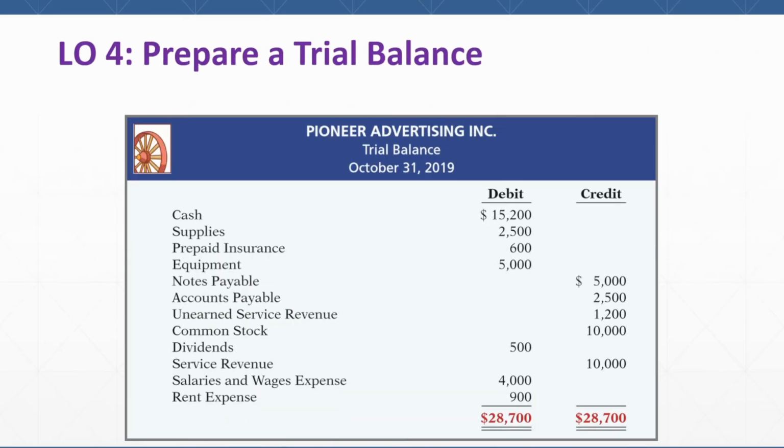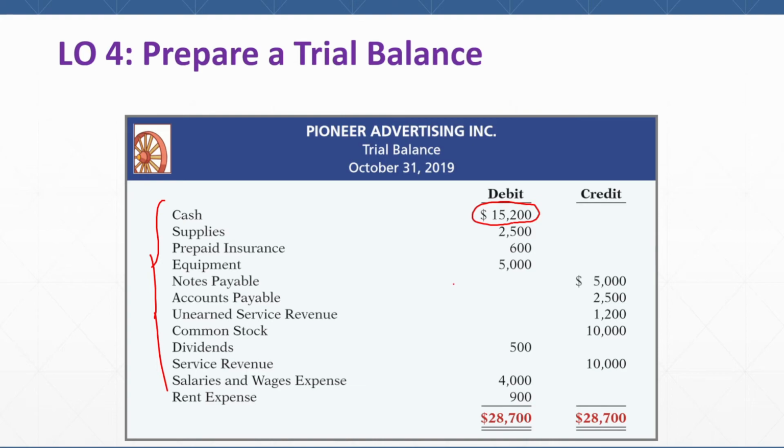Learning objective 4, trial balance. The idea of trial balance is so simple. It is basically a list of all the accounts we use in our company with their ending balances. The balance which is reported at the end of the month on our ledger. Let's go ahead and take a look.